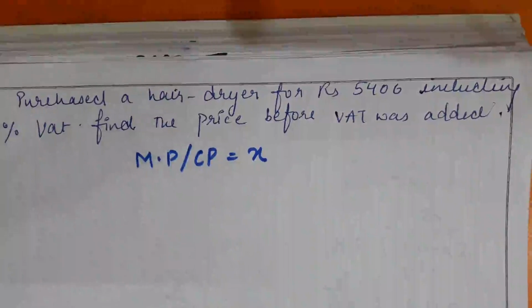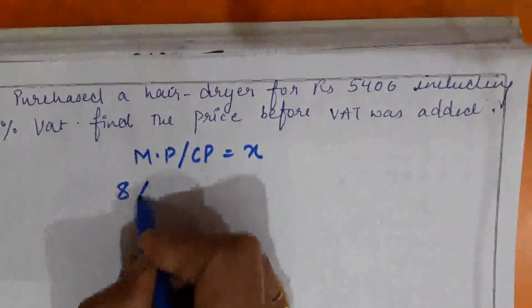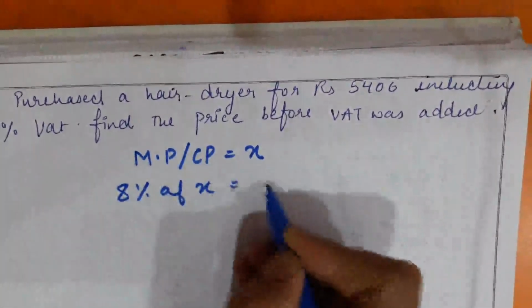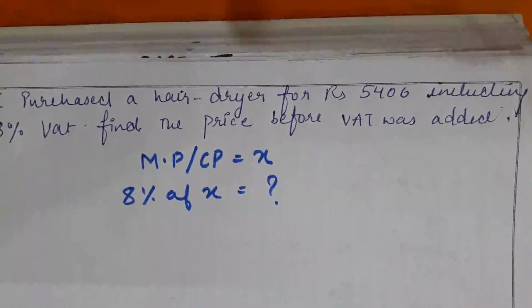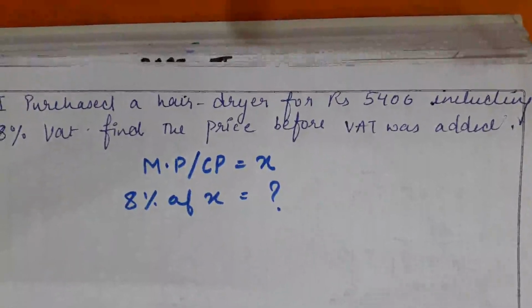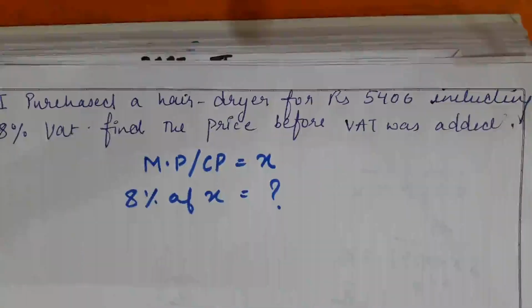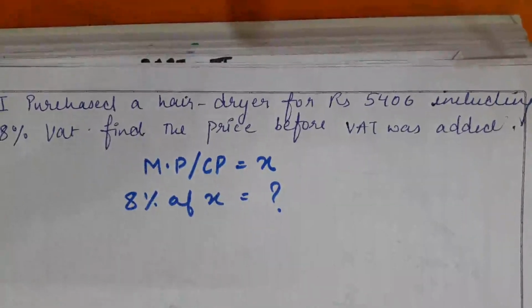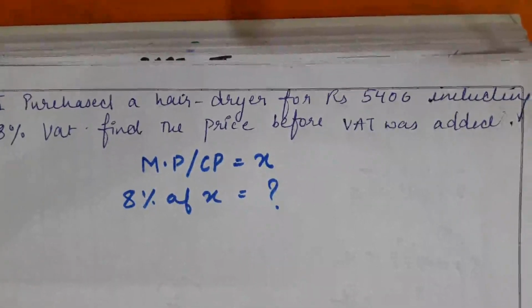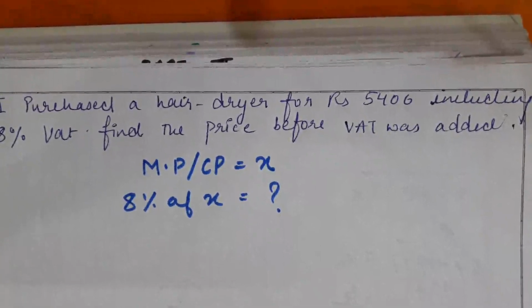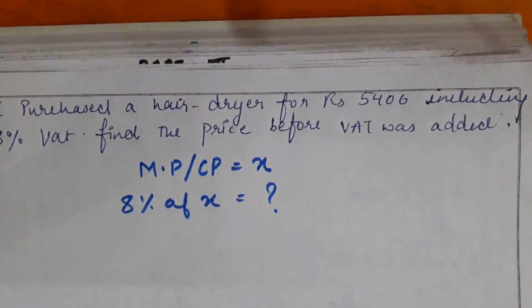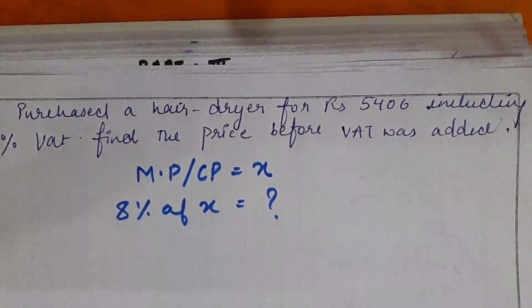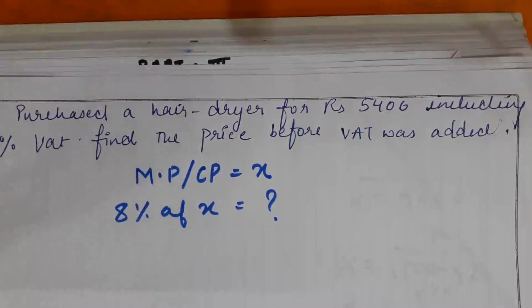Find the 8% of X. Then what you have to do is add that and make an equation, because VAT and GST and tax we always add. So find out the 8% of that, then add it to the X value, then equal to 5400. In this way you are able to make the equation, solve that, and easily find the answer. Okay, let's move to the next question.